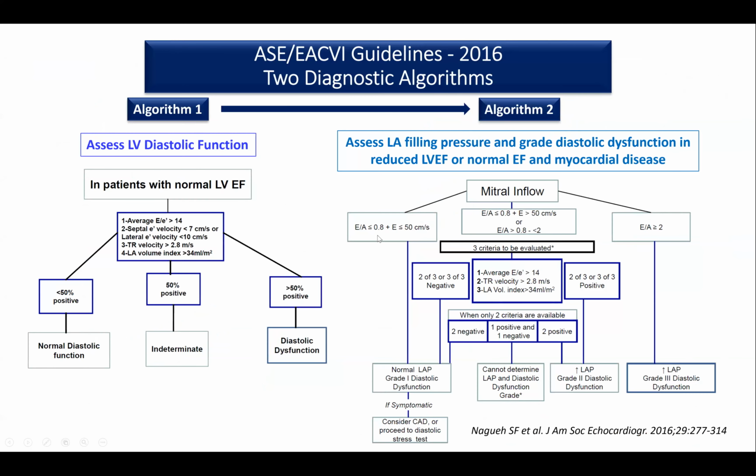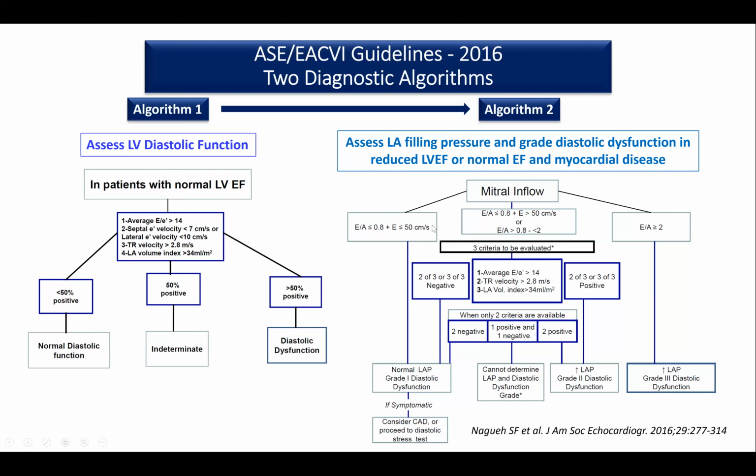These are the 2016 guidelines, so they are 7 years old. They have not been updated since then. And there are two parts of the guideline. There's part one, algorithm 1, which allows one to assess LV diastolic function without talking about pressures, and this is in patients with normal ejection fraction. In patients who have abnormal or reduced ejection fraction, or patients who have myocardial disease with normal ejection fraction, we should start with algorithm 2.